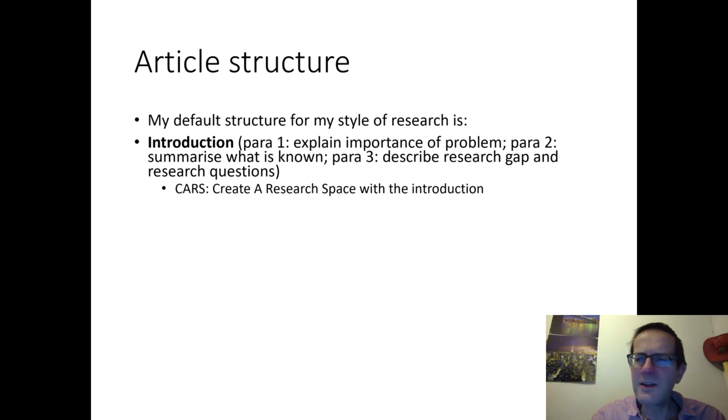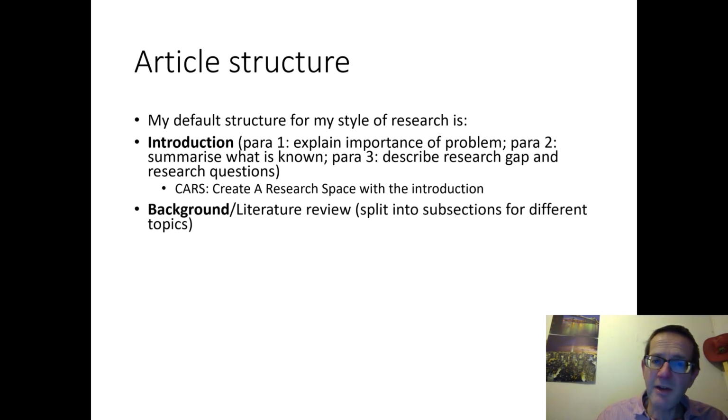In the social sciences, I don't know if you've heard of the CARS model, create a research space. The idea is that in the social sciences, particularly in the introduction, you need to establish the space in which you're conducting your research, the intellectual space in which you're conducting your research. So the background or the literature review: I usually have a separate background or literature review, but sometimes I put a short background or literature review into the introduction instead of paragraph 2.